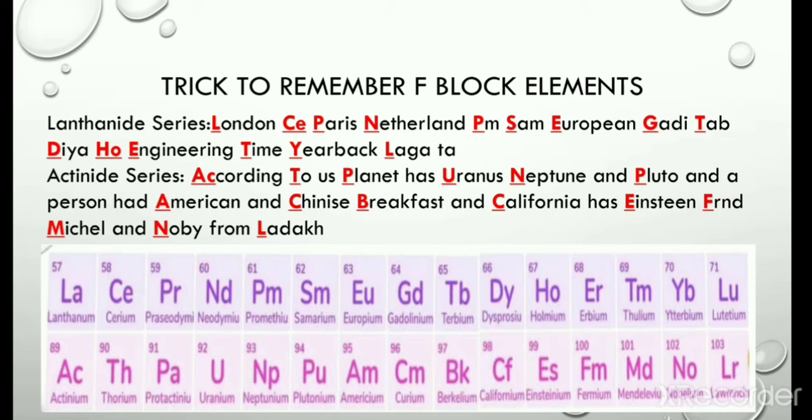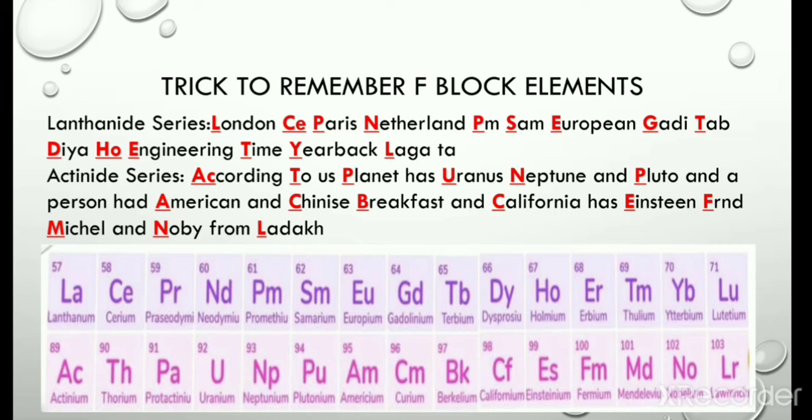And for the actinide series, we have to remember the following sentence. According to us, planet has Uranus, Neptune and Pluto, and a person had American and Chinese breakfast. And California has Einstein, friend Michael and Nobi from Ladakh.